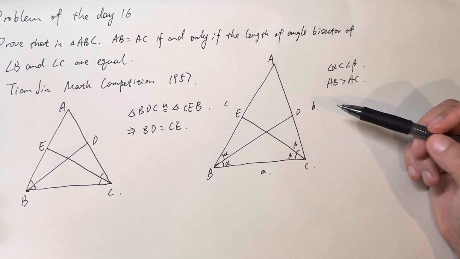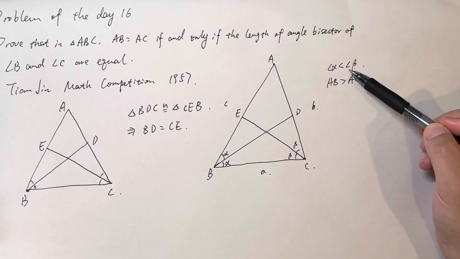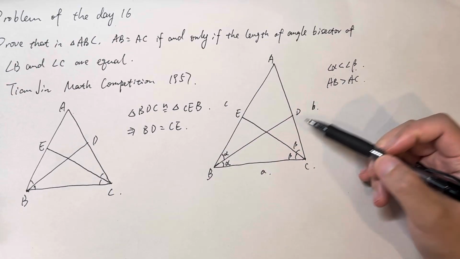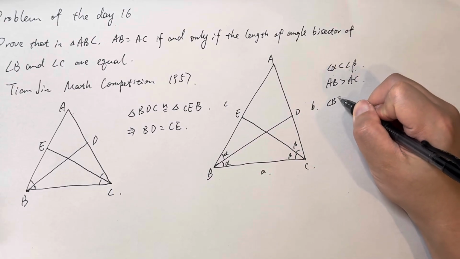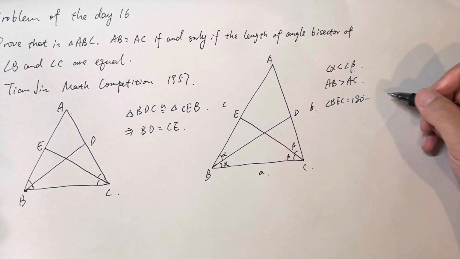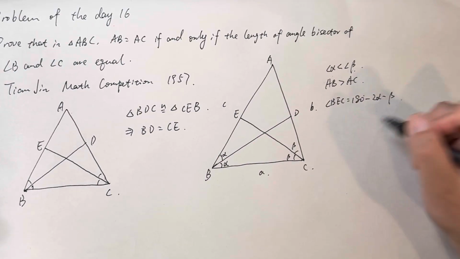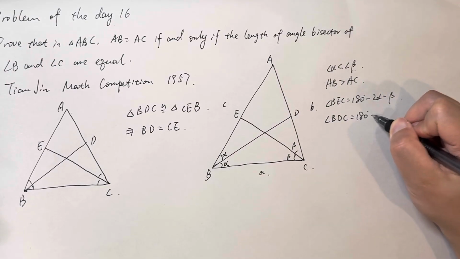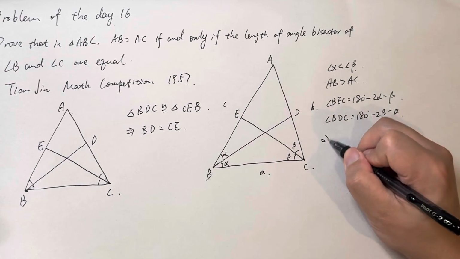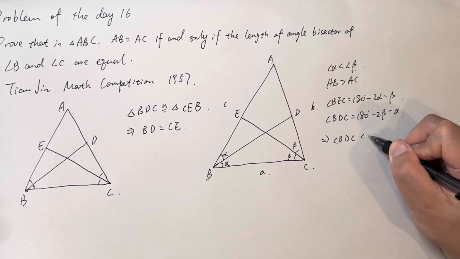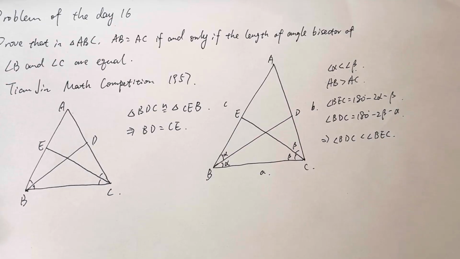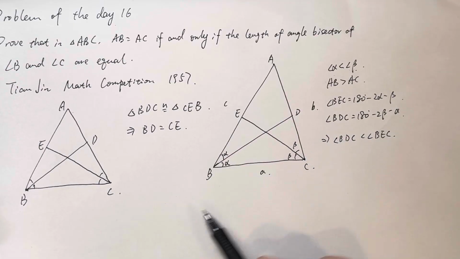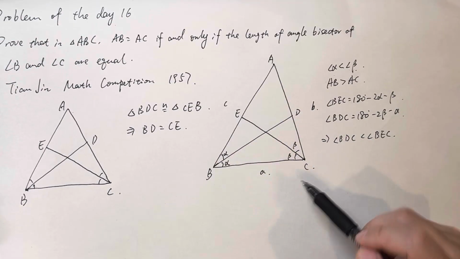That's the idea. So when we have alpha less than beta, that means 2 alpha is less than 2 beta, which means angle BEC equals 180 degrees minus 2 alpha minus beta, and angle BDC equals 180 degrees minus 2 beta minus alpha. That means angle BDC is less than angle BEC. And based on the sine law, we can calculate the length BC from both triangle BEC and triangle BDC.